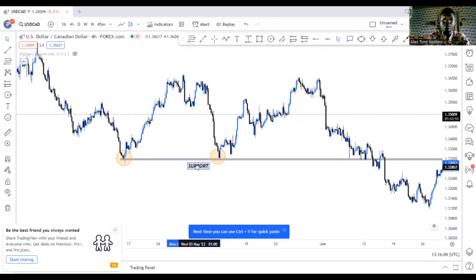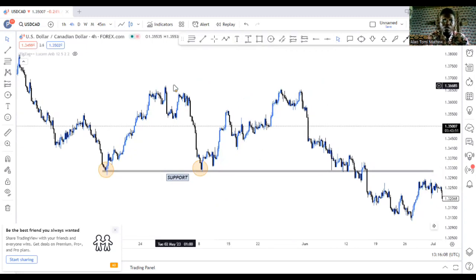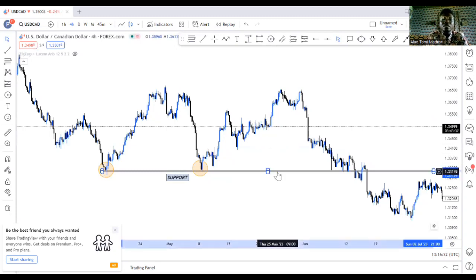So we mark out this place as our support area. And as well, you can also see the top here. You want to be able to identify with just your bare eye the places where price is finding it difficult.